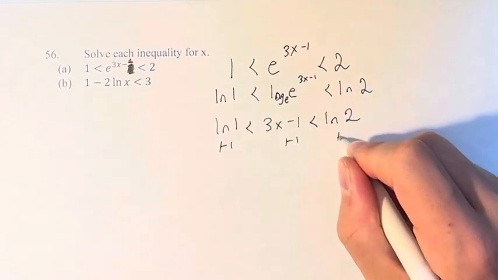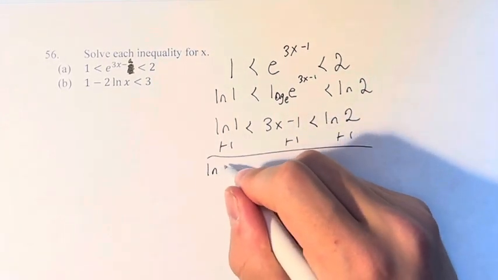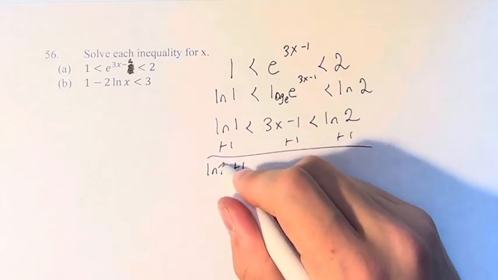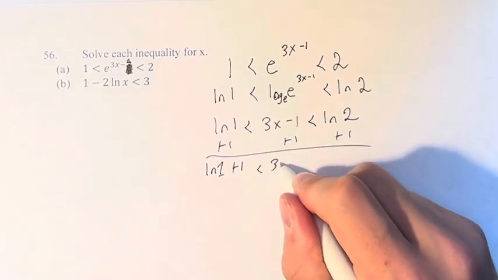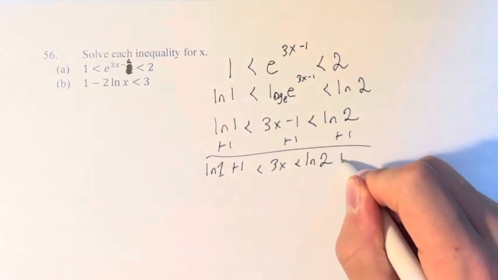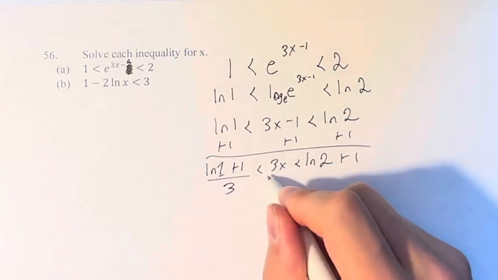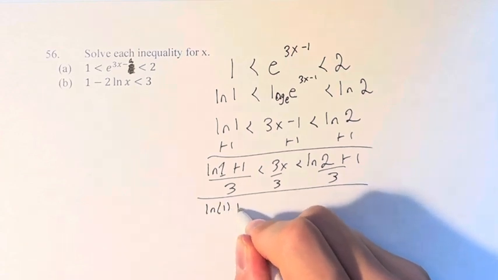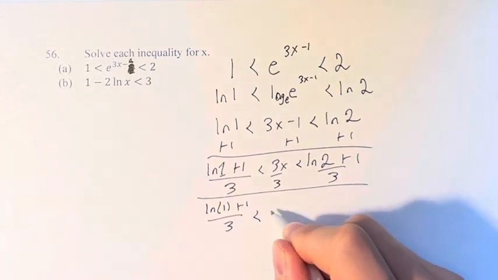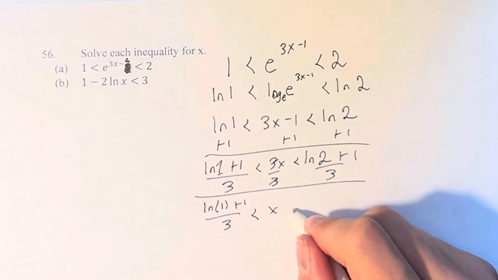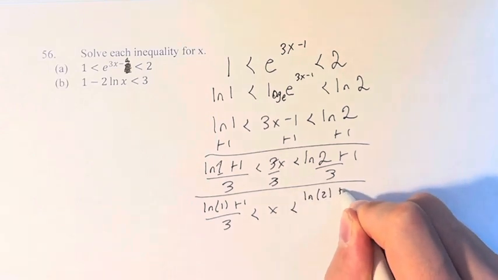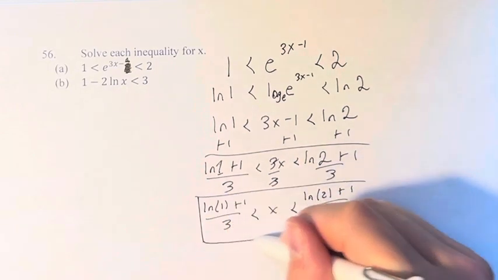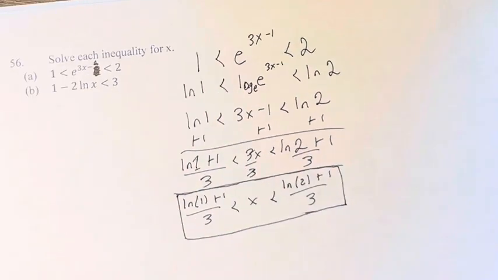Adding 1 to both sides, ln of 1 plus 1 is less than 3x is less than ln of 2 plus 1. And we just have to divide by 3 to get (ln of 1 plus 1) over 3 is less than x, where these cancel, is less than (ln of 2 plus 1) over 3. And this is the solution to A.